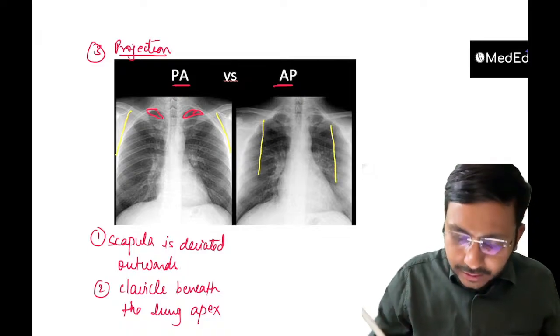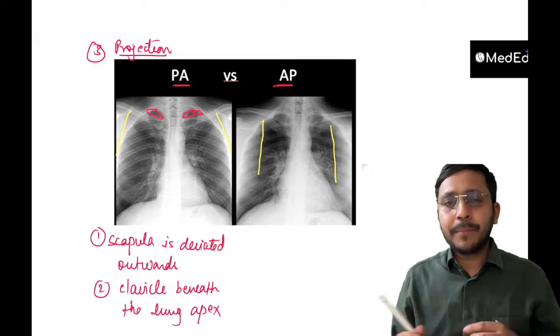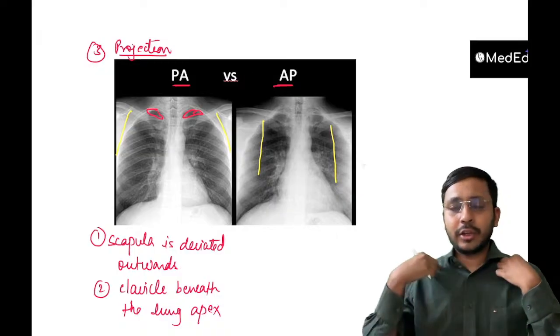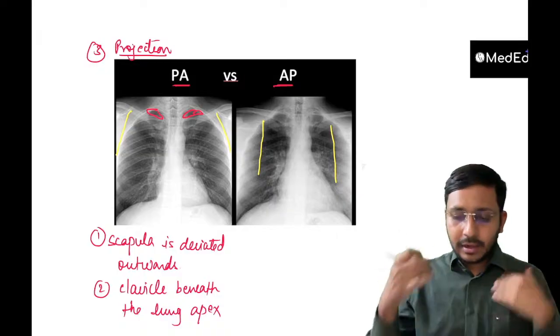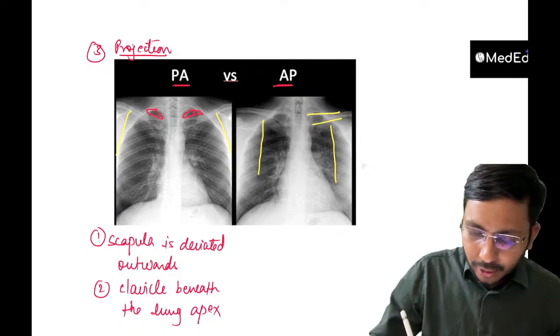medial border is towards the inside. See, the medial border of the scapula is overlapping the lungs. And the ribs, the clavicle, it is at the top of the lung fields. Clavicle is at the top of lung fields.